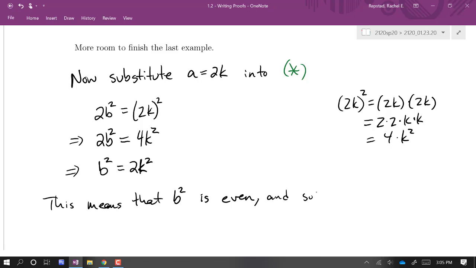Okay, so what I'm getting at is we just said that b squared is even. So what do we need to write next? 2k squared is even. Well, we know that, true. We can substitute out b for 2x. b squared is equal to 2k squared, so b squared is even. It can be written as 2 times k. Well, it's 2k squared.